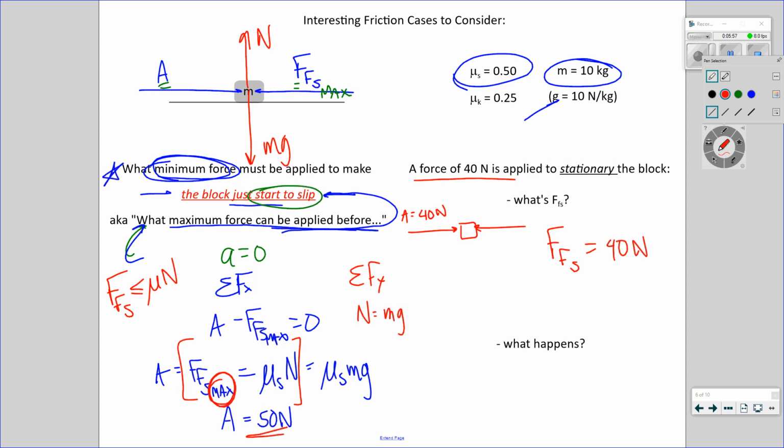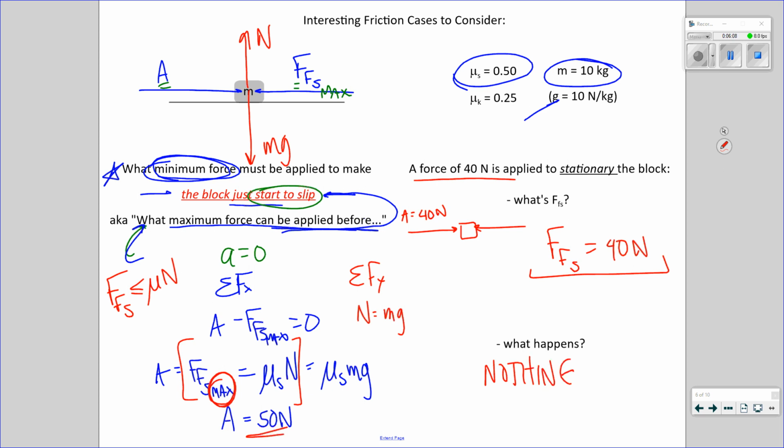That's true. It could be up to mu n. It could be 0. But just be careful about saying the static friction force is 50 newtons. In this case, it's not. It's only 40. So what happens? Well, nothing happens. If it takes 50 newtons of force to get this thing moving, and we apply 40 newtons of force, nothing happens. That's not enough force to get this thing moving.